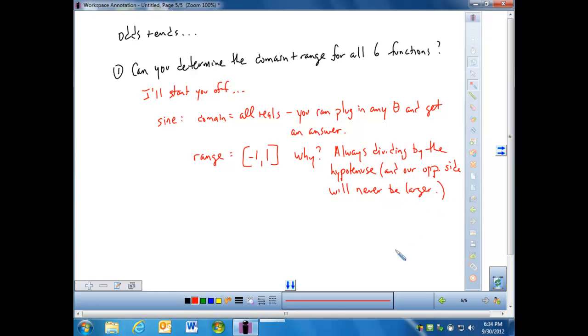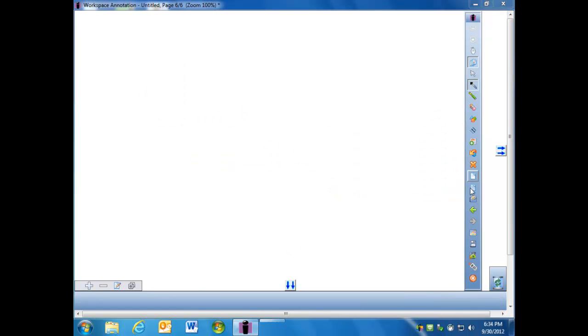Now, keep that in mind. I'd like you to think about what the range and the domain are for the other 5. So, push pause if you are looking for a challenge here. Try that. Be a good thing for us to talk about tomorrow, especially if you're struggling with the idea.